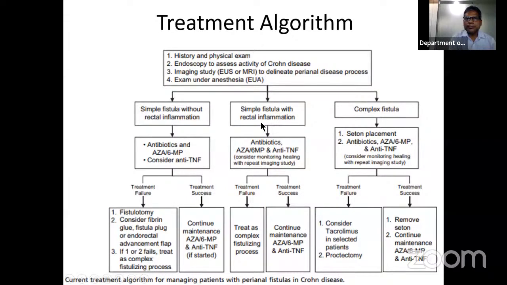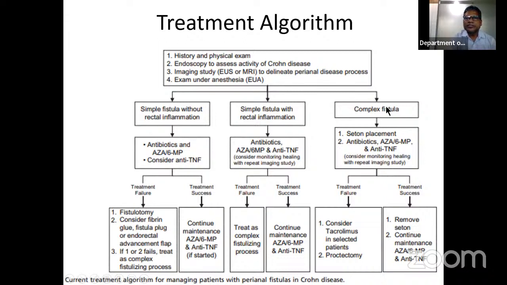If the fistula is simple but rectal inflammation is there, then an antibiotic, azathioprine, and anti-TNF are added. With this, we have to monitor whether the fistula is healing or not with a repeat imaging study after 2 courses of the treatment. If the treatment succeeds, continue maintenance. If it fails, treat it as a complex fistula.